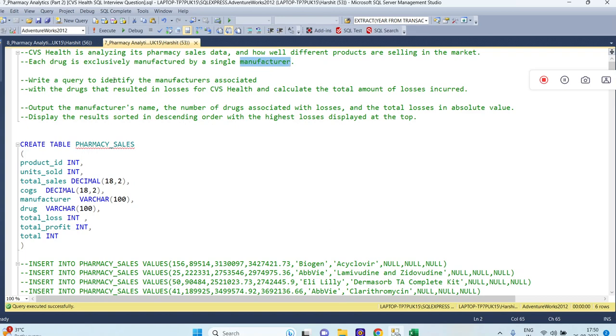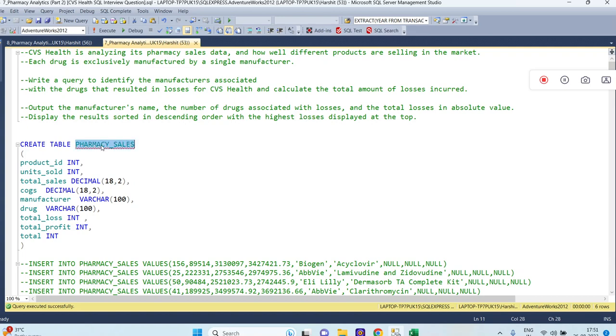So write a query to identify the manufacturers associated with the drugs that resulted in losses for CVS Health and calculate the total amount of losses incurred. Output the manufacturer's name, the number of drugs associated with the losses, and total losses in absolute value. Display the result sorted in descending order with the highest losses displayed at the top.